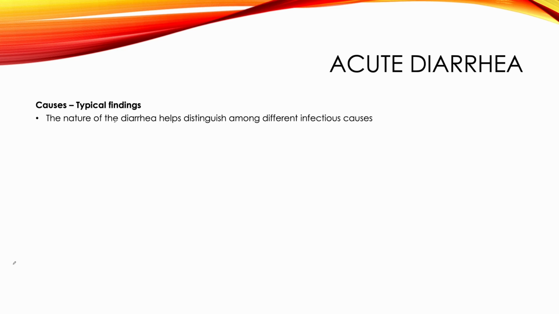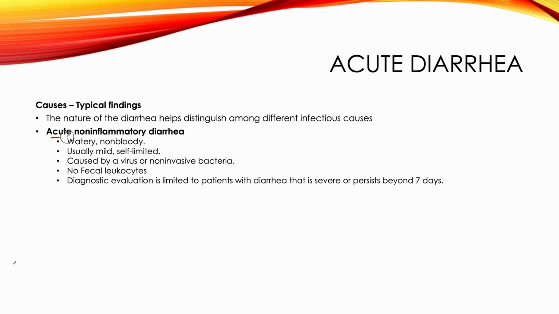So, because of the nature of diarrhea, it helps distinguish among infectious causes, like we mentioned before, the acute non-inflammatory diarrhea, which are usually watery and non-bloody. They're usually mild and self-limited, and they're most commonly caused by a virus or a non-invasive bacteria. Now, I will leave the whole invasive versus non-invasive to patho, but essentially, if it invades the lining of the gut, then you tend to get more inflammatory reactions and bloody diarrhea. This is not invasive, therefore it makes sense, and you don't tend to see the fecal leukocytes or lactoferrin, which come along with inflammatory diarrheal conditions.